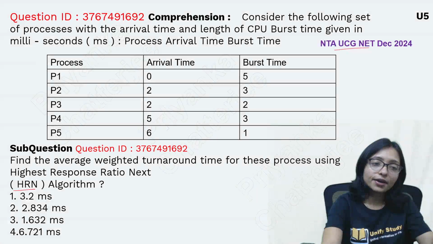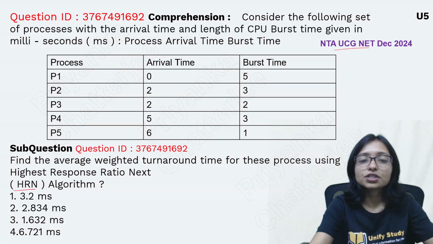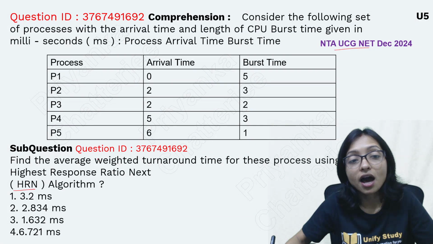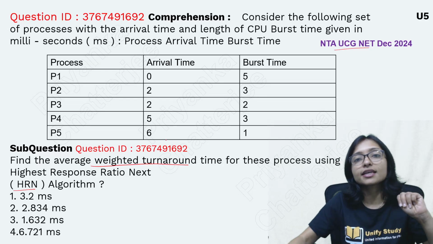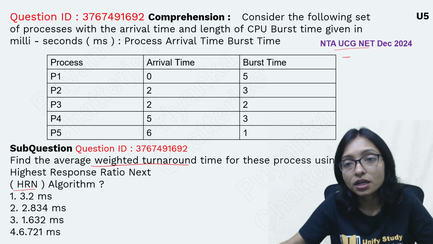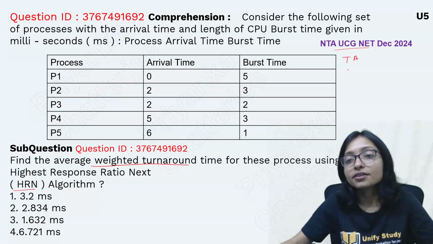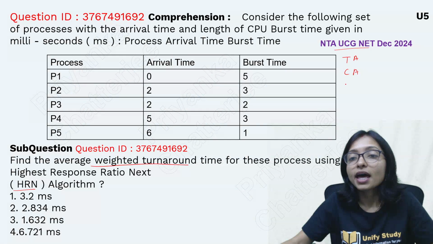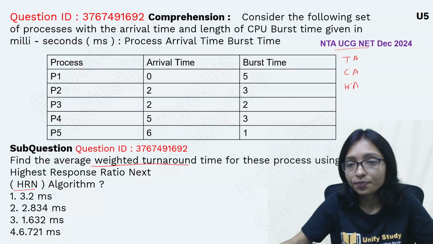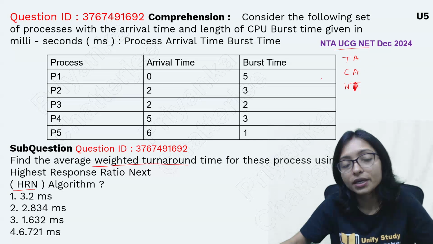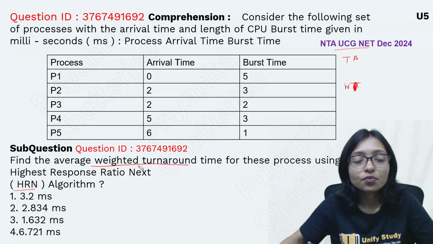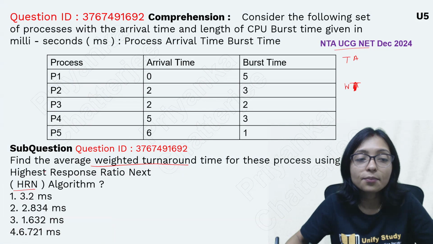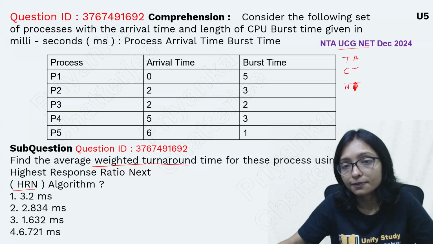Now let's first solve the question. Another thing they ask here is weighted turnaround time. There are 3 things we know: turnaround time, completion time, and waiting time. Now, what is weighted turnaround time? First let me tell you completion time. Whenever the process completes, that is called completion time.